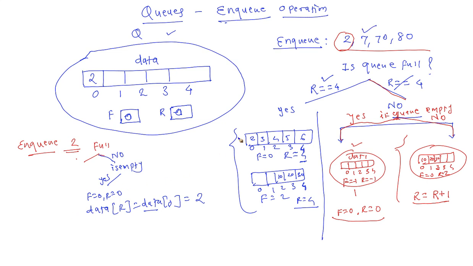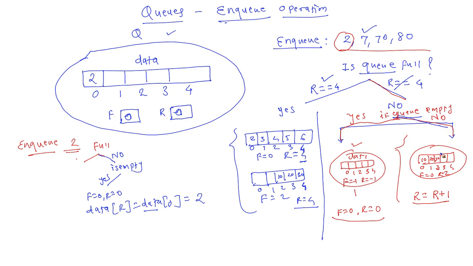Again, I'll ask the same question. Is queue full? I'll check R. R is 0. Right? Queue is not full. I go here. I ask a question now here. Is queue empty? This time I get an answer. Queue is not empty, right? Because R is not -1. It is something else. That means the queue is not empty. So I follow this path.